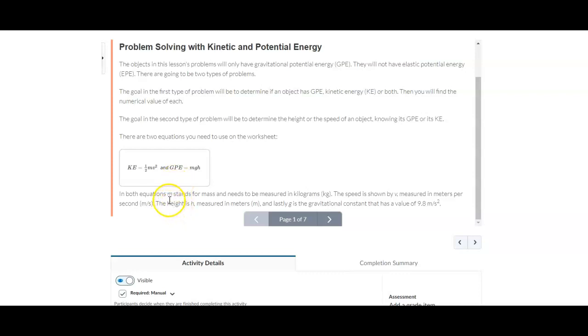In both equations, M stands for mass. It needs to be measured in kilograms. The speed is shown by V, which is measured in meters per second. And the height is shown by H, which is measured in meters. And lastly, G, it's special. The gravitational constant means it's always going to be the same number. On Earth, gravity is a constant 9.8 meters per second squared. This is a unit of measurement, so you don't need to do any dividing or squaring with this. This number, G, is always going to equal 9.8. So mark that down in your notes as well.